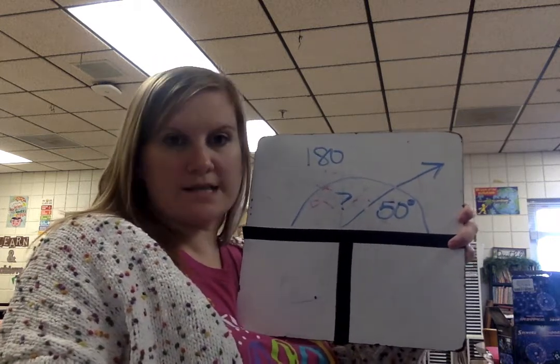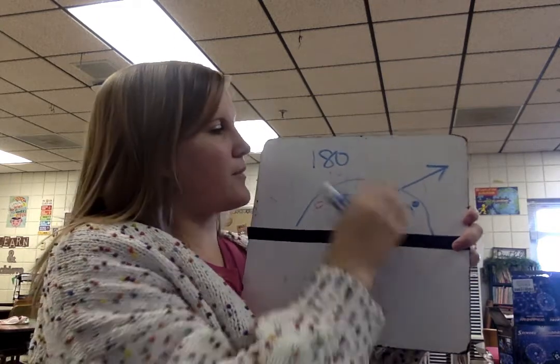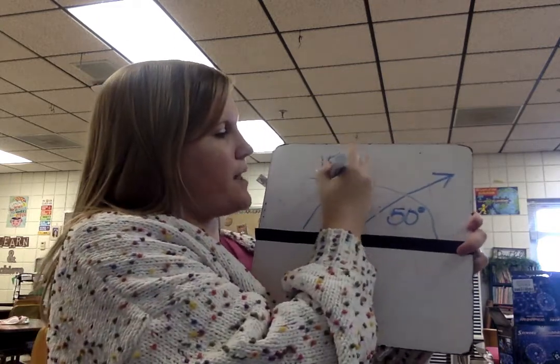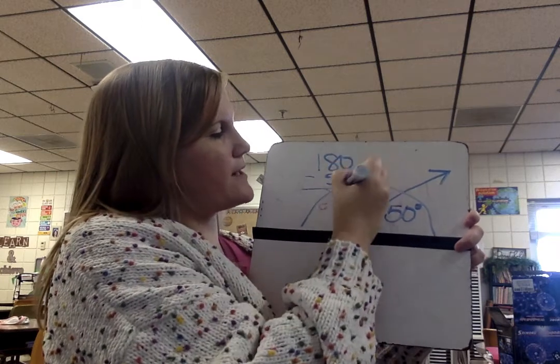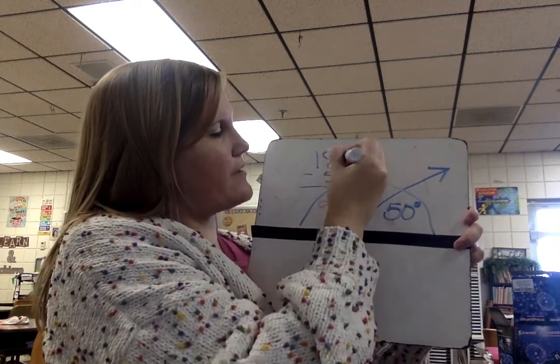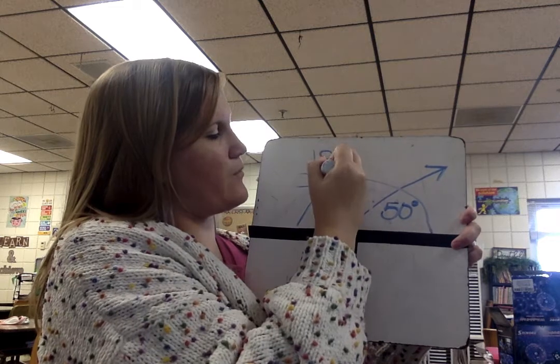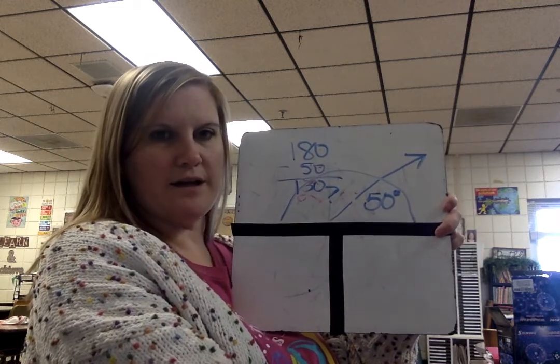What's the rest? When you hear the rest, you're thinking subtracting. You're finding the difference. So I'm going to subtract 180 minus 50. 0 minus 0 is a difference of 0. 8 minus 5 is a difference of 3. And 1 minus nothing is a difference of 1. So 130 degrees.